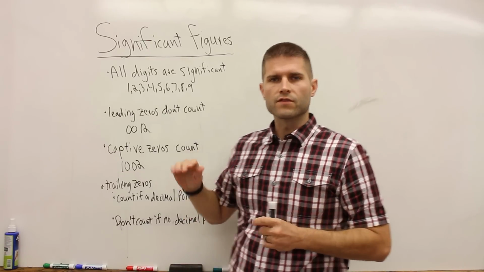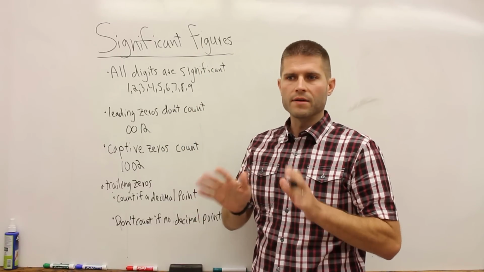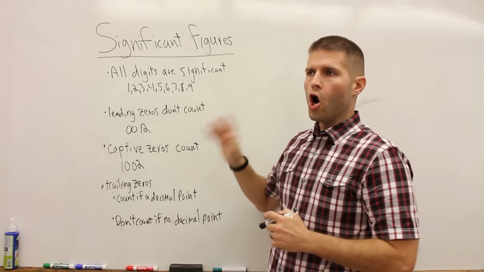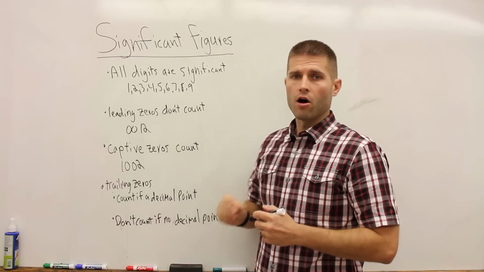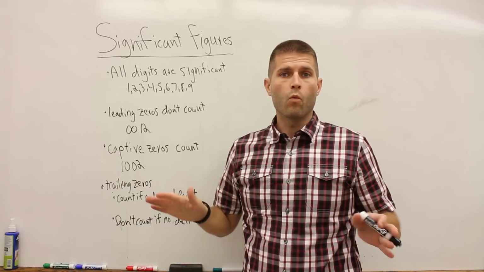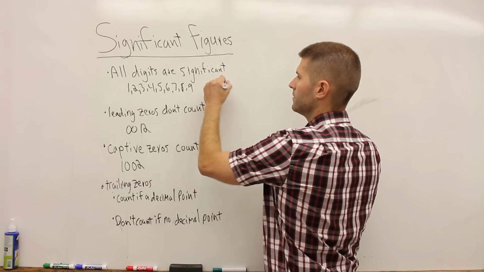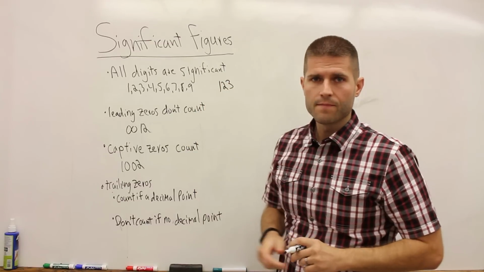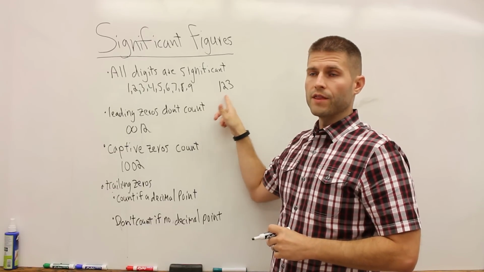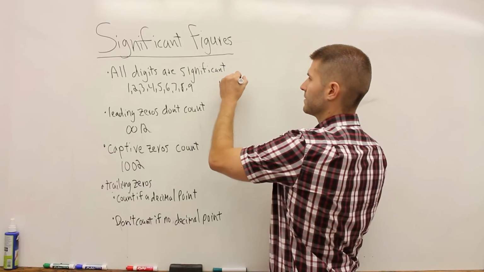So let's go through the rules for significant figures and identify how we know how many significant figures are written in any number. The first rule is pretty simple. All non-zero digits are significant. So the numbers 1 through 9 are significant. It doesn't matter where they are placed in a number, they are significant. So if we have 123, each one of those numbers is a non-zero digit, so each one of them is significant, which means that there are a total of 3 significant figures here.